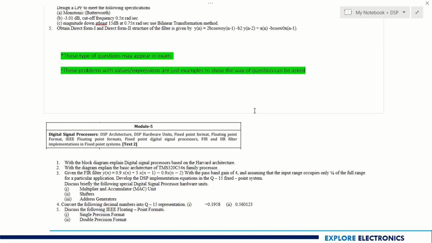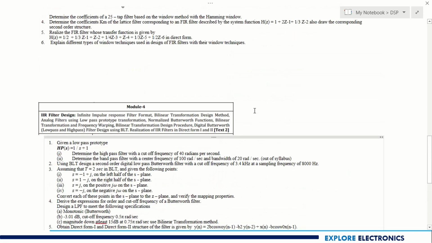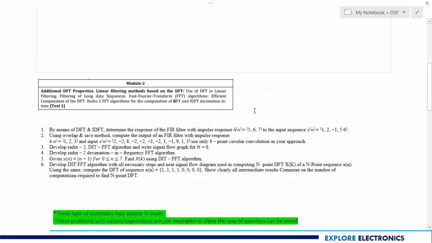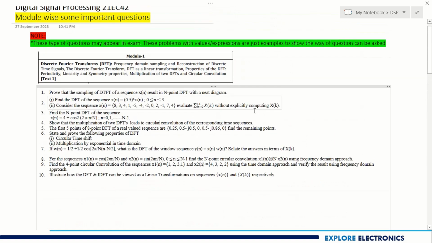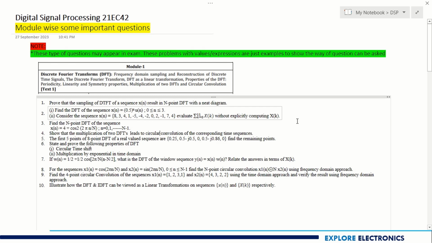So this is about DSP, a few questions. And as I mentioned, these are just examples. Don't depend on these values or problems. These are the kind of questions you will get in examination. These questions are made by looking at the previous question papers, the module papers and other important question papers. So these are the kind of questions you will get in exam.